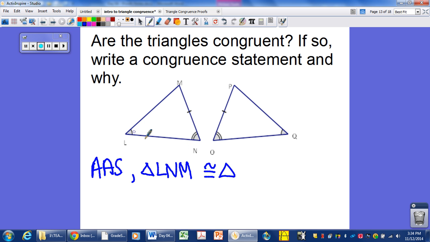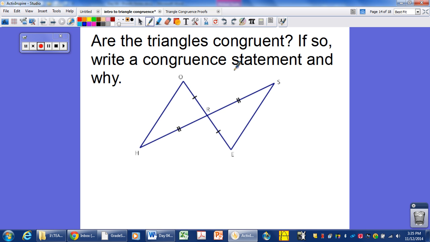So L goes with angle Q, N goes with angle O, and M has to go with angle P. So when you're writing a congruent statement, you have to make sure that your angles correspond. Okay, don't just write them left to right all the time. Write them as they correspond.